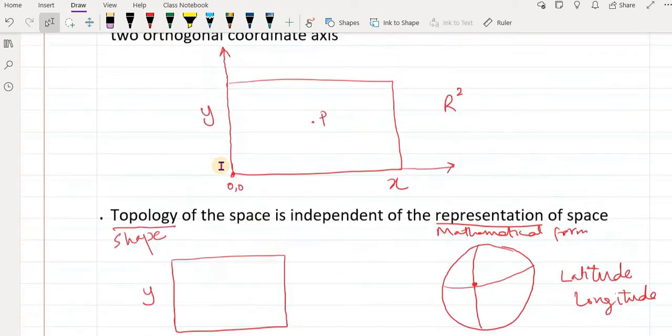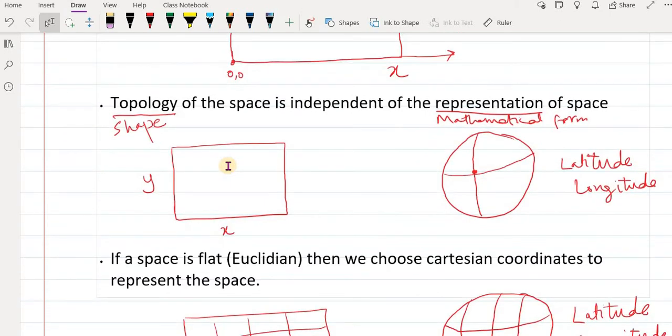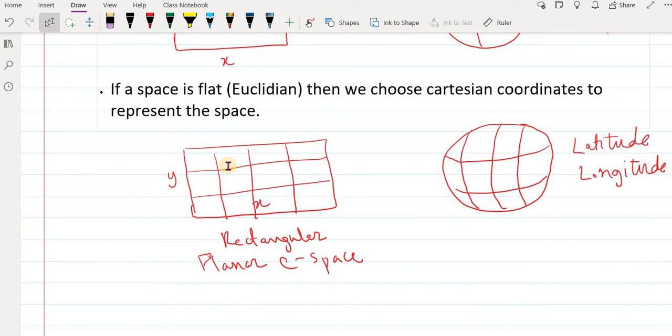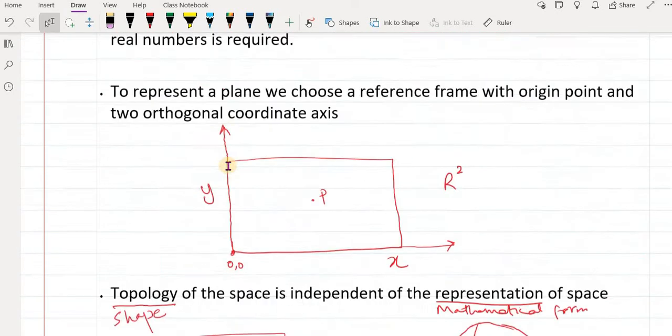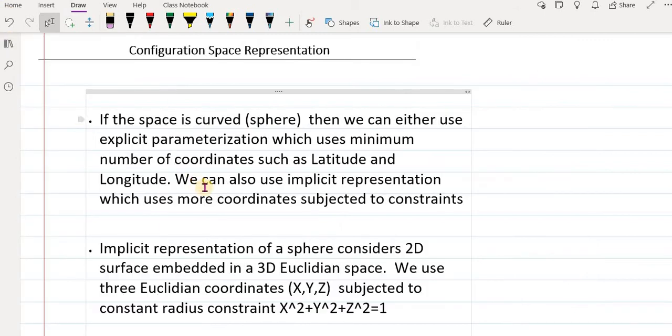So this is how we represent the C space, or a configuration space. Okay, let's move quickly to the next slide.